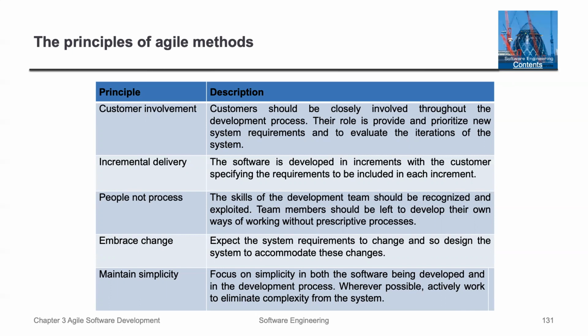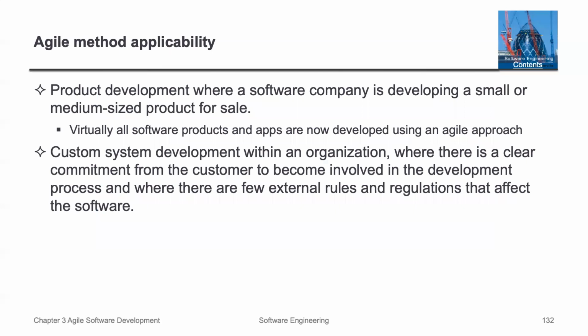Wherever possible, actively work to eliminate complexity from the system. So when and where would Agile methods be applicable? Product development, where a software company is developing a small or medium-sized product for sale, would be a good example. Virtually all software products and apps are now developed using an Agile approach.